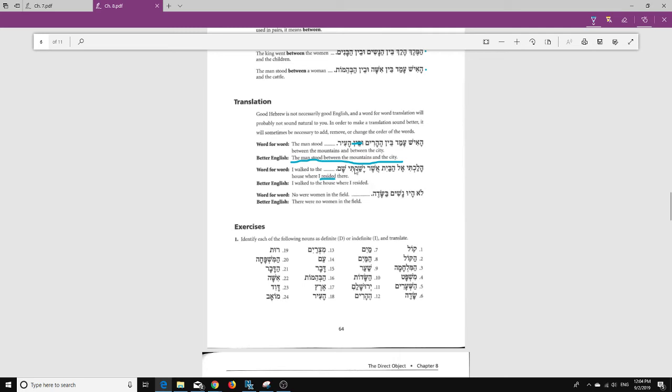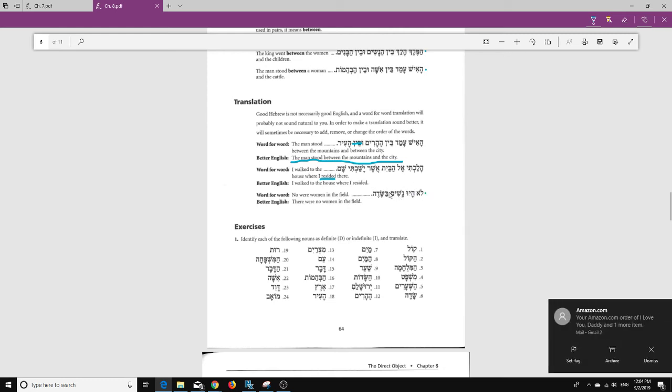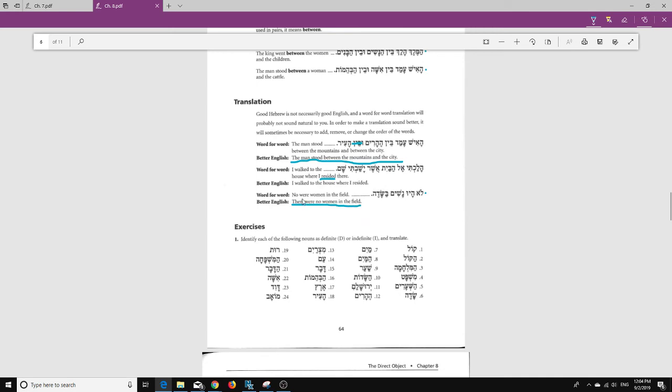In class, though, I might ask you, okay, what's that last word? And then you'll tell me there, and you'll explain you left it off for English, or something like that, which is all perfectly fine. Okay, last one. Lo hayu nashim basade. So this is there were no women in the field. Well, okay, sorry. I guess I kind of jumped to the better translation. Literally, this is no were women in the field.